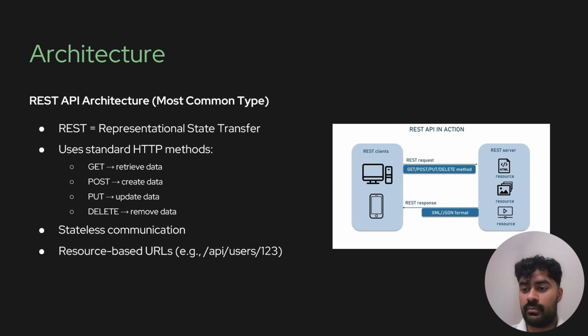The most common type of API used today is called REST API. REST stands for Representational State Transfer. It uses standard HTTP methods to perform operations. For example, GET is used to retrieve data, POST is used to create data, PUT is used to update it, and DELETE is used to remove it. REST APIs are stateless, meaning each request contains all the information needed to process it. They also use structured URLs, like accessing a specific user through an endpoint such as /API/user/123. This standard approach makes REST APIs simple, scalable, and widely used.